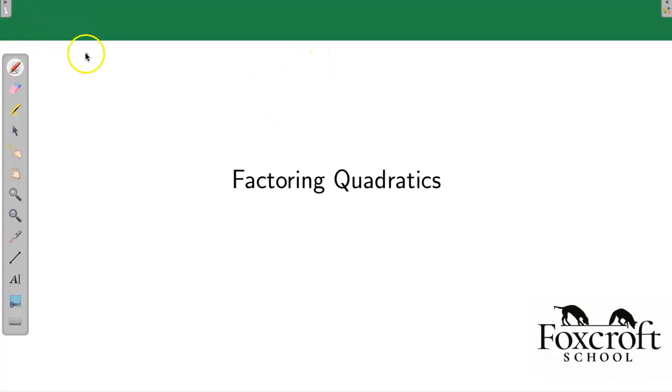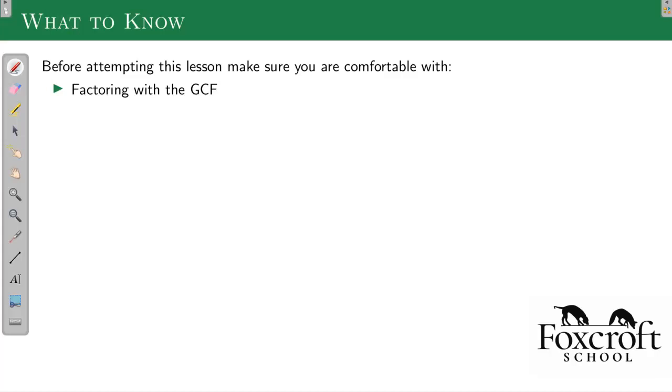In this video, we're going to review factoring quadratics. Before you attempt this lesson, just make sure you're comfortable with factoring with the greatest common factor. If I have something like this, make sure you can rewrite it like this. If not, just make sure you get some extra help from me before you continue.